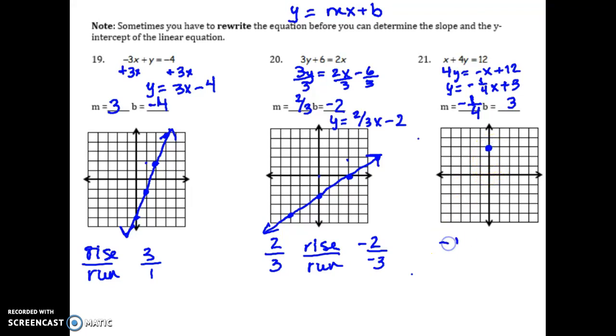All right, if I've got a negative 1/4, remember only 1 can be negative, rise over run. So we're going to go down 1 to the right 4. Okay, or I could go up 1 and to the left 4. Okay, there's my line.